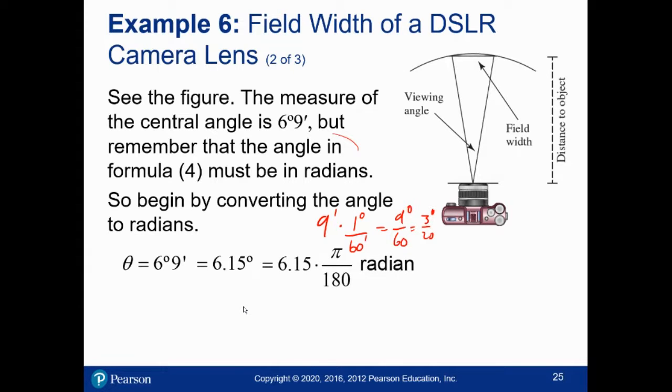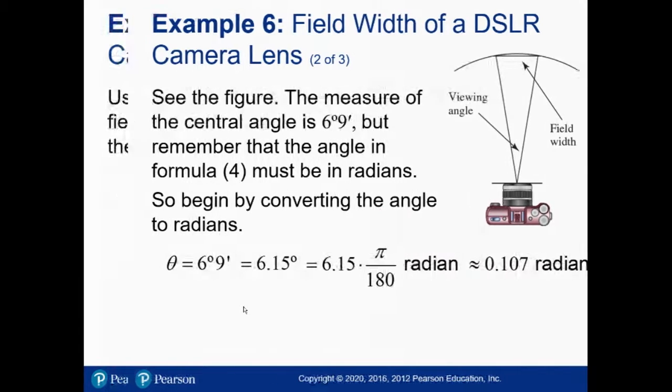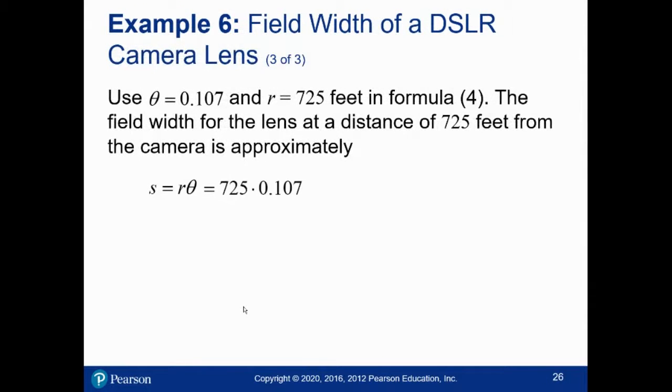I multiply by pi over 180 to convert degrees into radians, and I get about 0.107 radians, and now we can just use that arc length formula. Radius times radian angle, 725 feet by 0.107 radians, and get approximately 77 feet. So if you have this pretty small angle of view at a distance of 725 feet, you get about 77.5 feet width view. It's worth pointing out a 400 millimeter camera lens, which is what was described in this example.